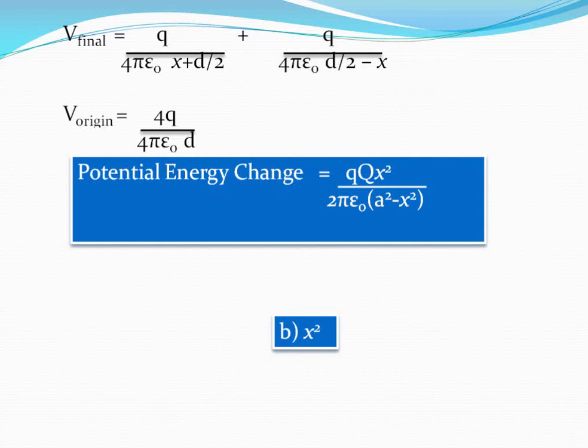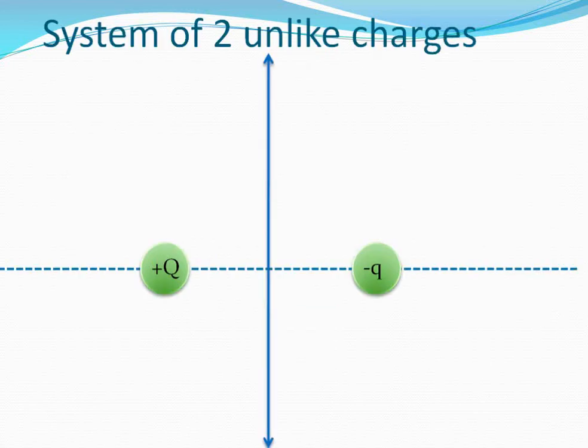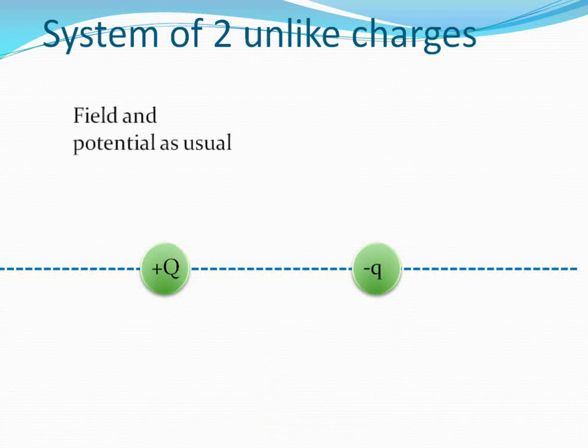Now that we've finished studying about like charges, let's move on to one more concept that we'll study in this chapter, a system of two unlike charges. I'll not go into detail while explaining the system of two unlike charges because it's so similar to the systems we studied earlier. Even in the case of two unlike charges, you can calculate the electric field and electric potential on the axis and on the equator as usual.